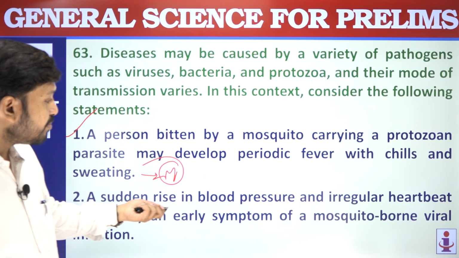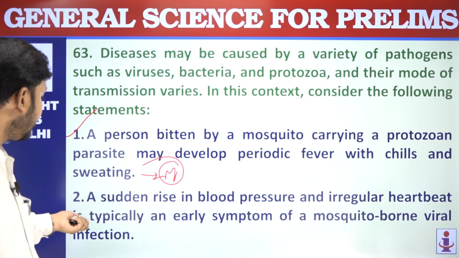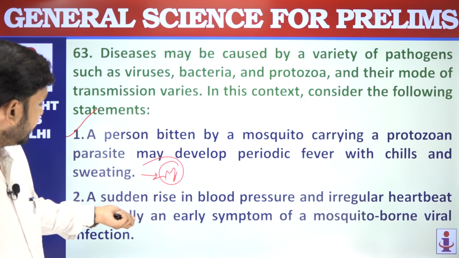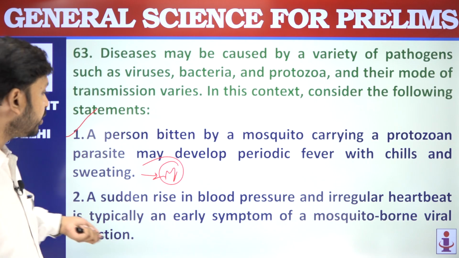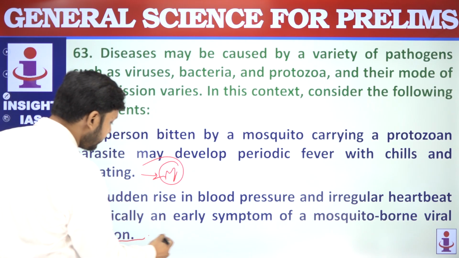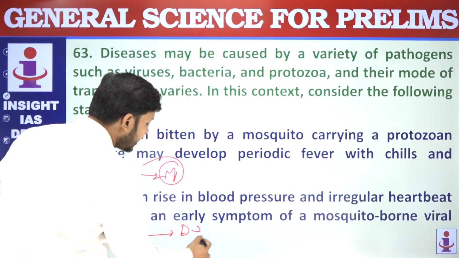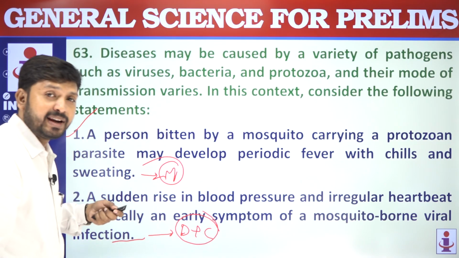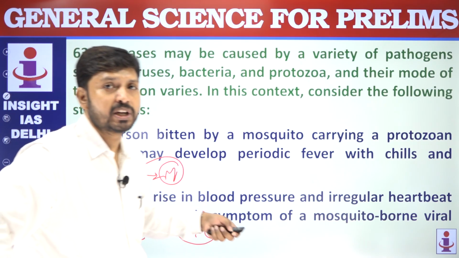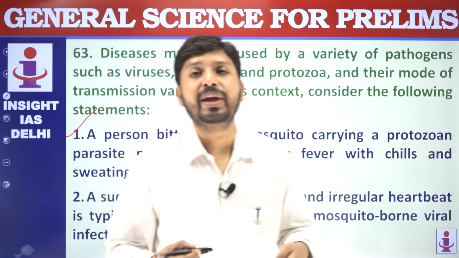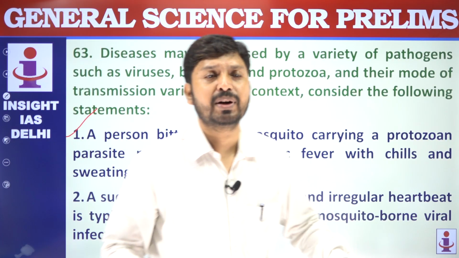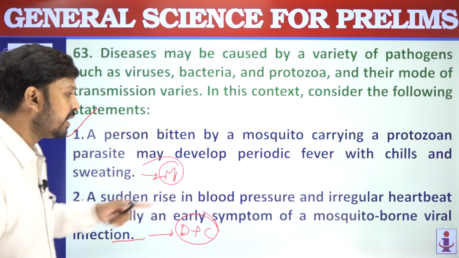A sudden rise in blood pressure and irregular heartbeat is typically an early symptom of a mosquito-borne viral infection. Mosquito-borne viral infections are dengue, chikungunya. These are the mosquito-borne viral infections. But in this case, when dengue or chikungunya is there, we'll have joint pains, fever, rashes and the like, but not the blood pressure or irregular heartbeat.